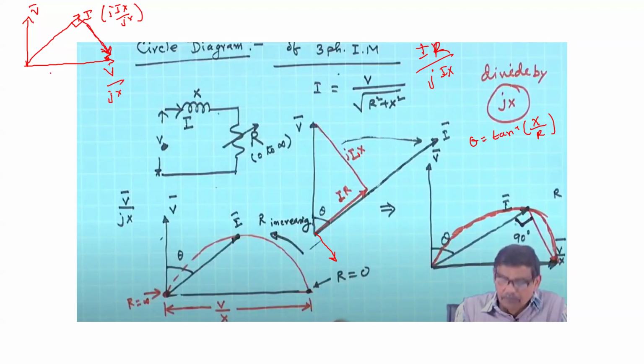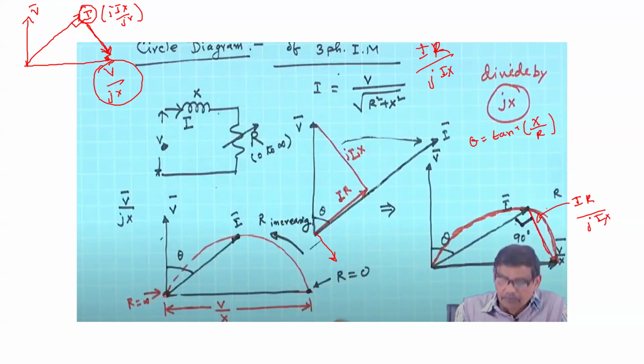Now you see, if I change the value of the resistance, what will happen? This V by JX will not change, I also will not change. The only change will be this drop. So what is this drop? This is IR by JX. So only this drop will change.